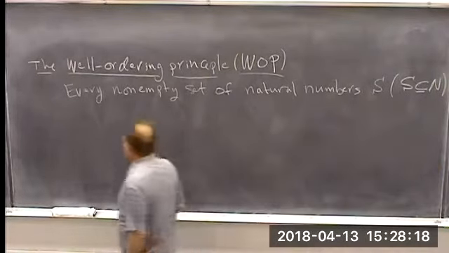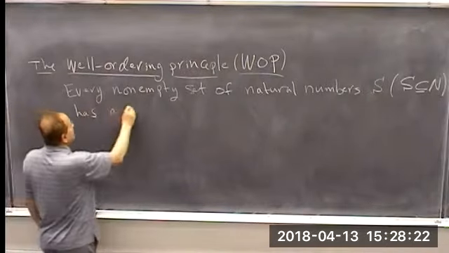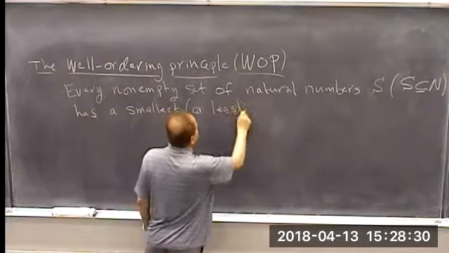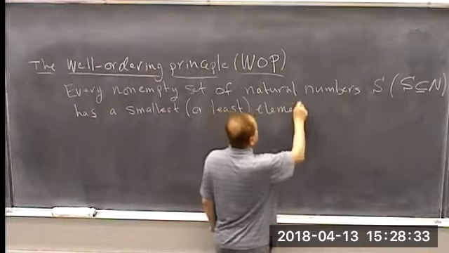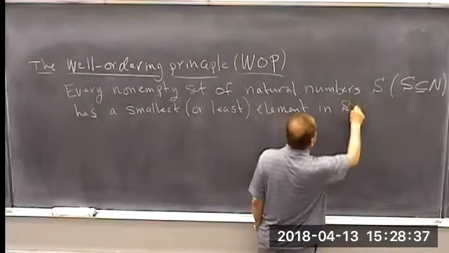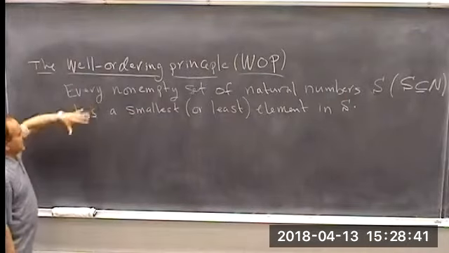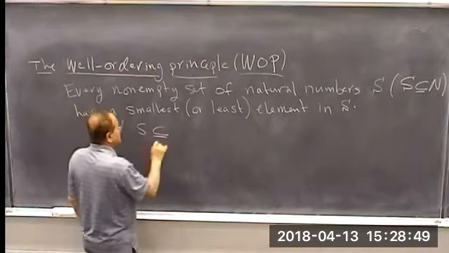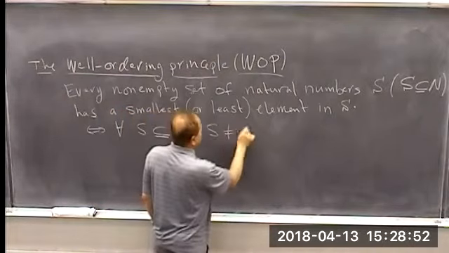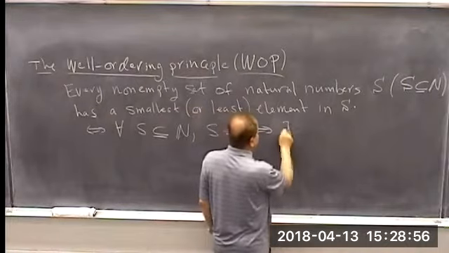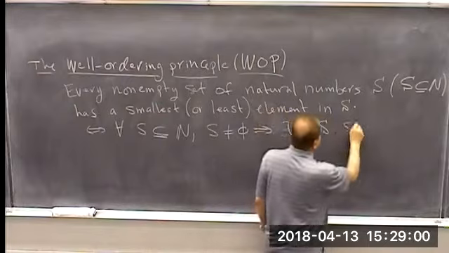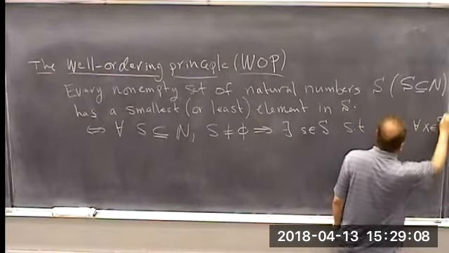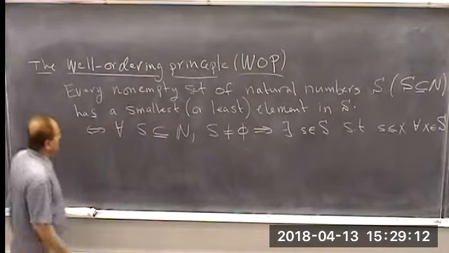So every non-empty subset of natural numbers S has a smallest, or least, element in S. Okay, just to abbreviate, this is equivalent to saying that for every S subset of N, where S is not empty, implies there exists a little s in S such that s is less than or equal to x for every x in S. All right? So we call this the well ordering principle.